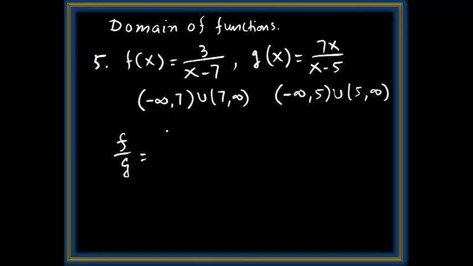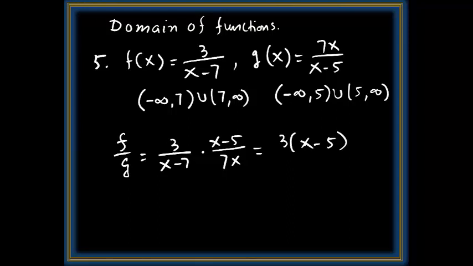So f over g, your f function is 3 over x minus 7, and g function is in the denominator, so you can flip it, write x minus 5 over 7x, or the way we have seen in example 4 you may follow. So then finally see that it comes out like 3 times x minus 5 over 7x times x minus 7.